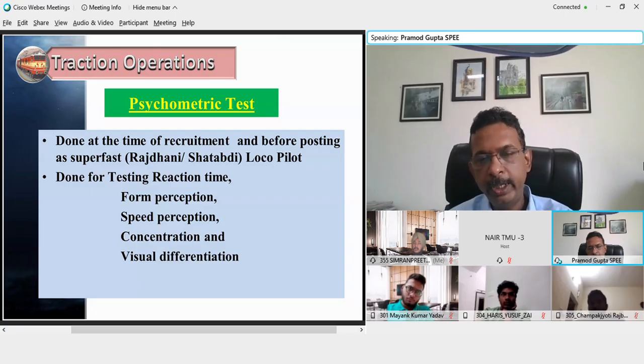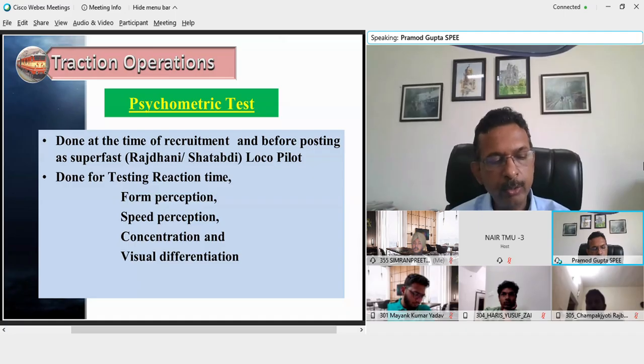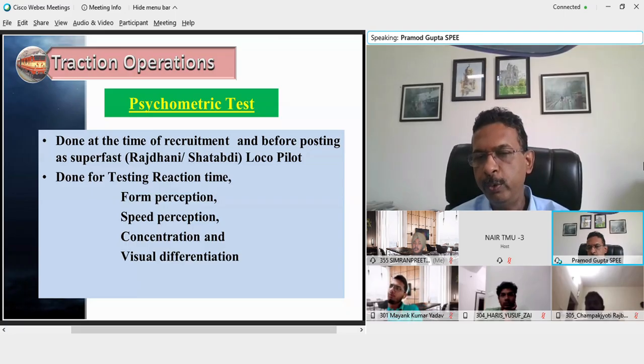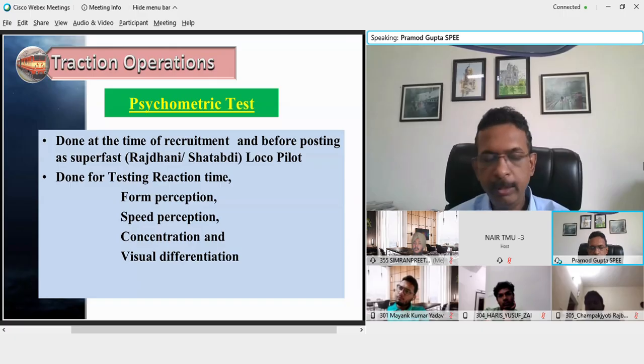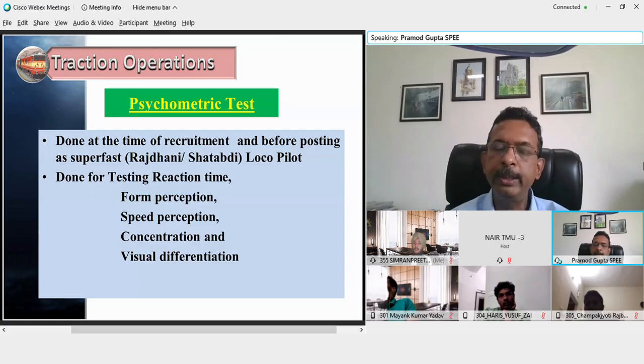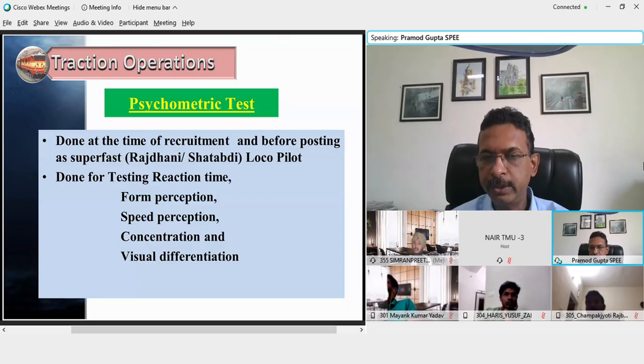Before the loco pilot is inducted into the system, he is supposed to undergo a psychometric test. This psychometric test is carried out by different organizations where safety and security of the organization is involved, and it is also done before posting a loco pilot to operate a Rajdhani or Shatabdi train, because by the time a loco pilot becomes eligible to operate the Rajdhani train, he has already completed somewhere around 20 to 25 years of service.